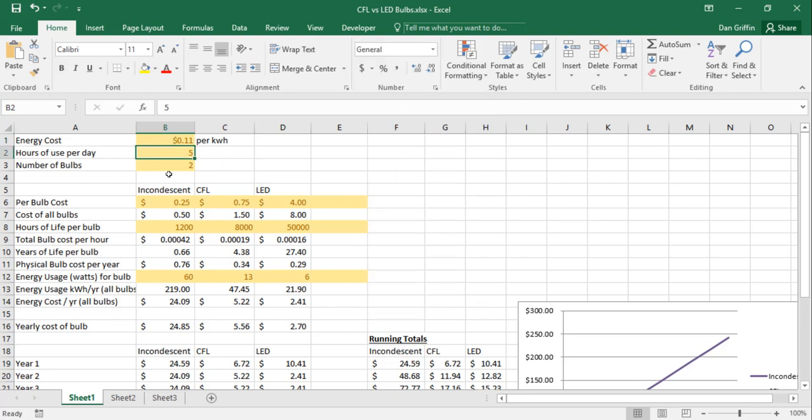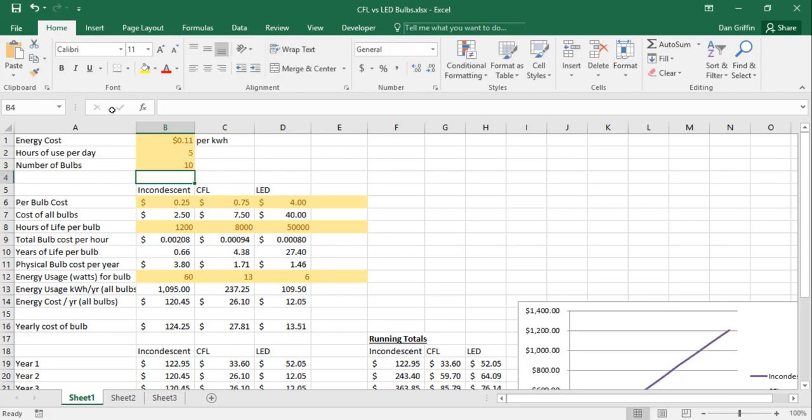Hours of use per day. So that's just on average about how many hours do you burn an average bulb? And then how many bulbs are we talking about here? Right now I've got it set to 2. Let's set it to 10. All right, those are variables that you can just go in and type over.